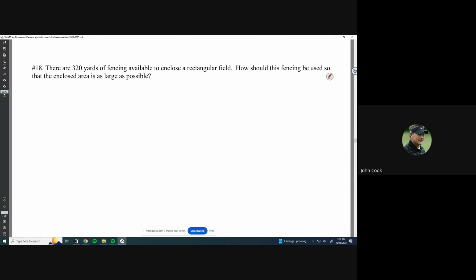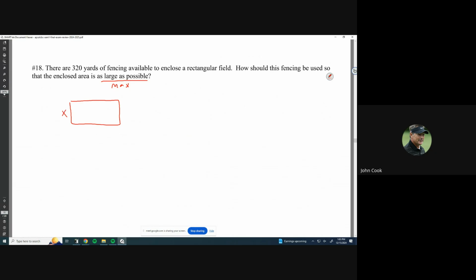So there are 320 yards of fencing available to enclose a rectangular field. How should this fence be used so that the enclosed area is as large as possible? In other words, it's a maximum. This is optimization, because if you're trying to find the maximum or the minimum of some value given some rate or constraint, it's going to be an optimization problem. So it's a rectangular field, and we're supposed to fence it off using all the 320 yards.